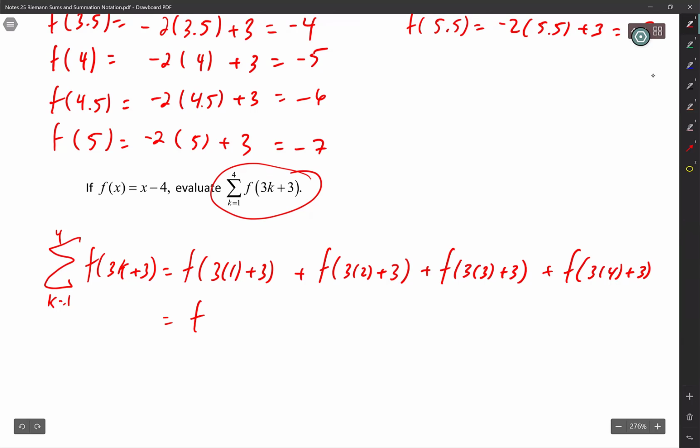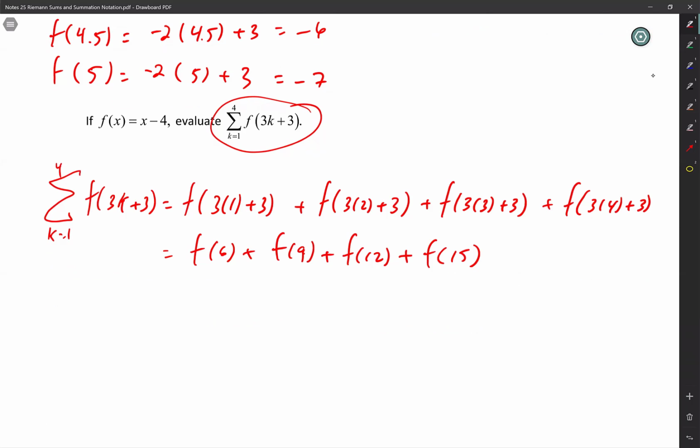So let's see what that is. 3 times 1 is 3. 3 plus 3 is 6. 3 times 2 is 6 plus 3 is 9. 3 times 3 is 9 plus 3 is 12. So the pattern is by threes, right? 3 times 4 is 12 plus 3 is 15. And we find those again, guys.